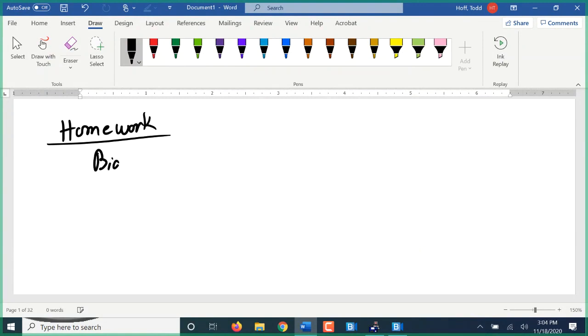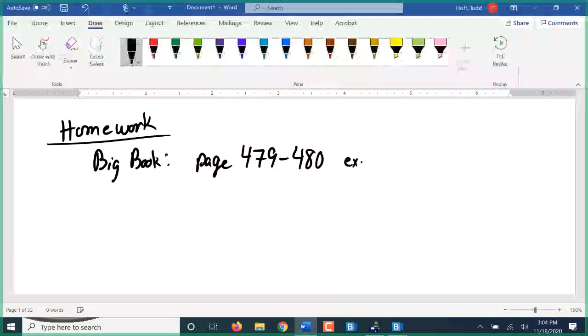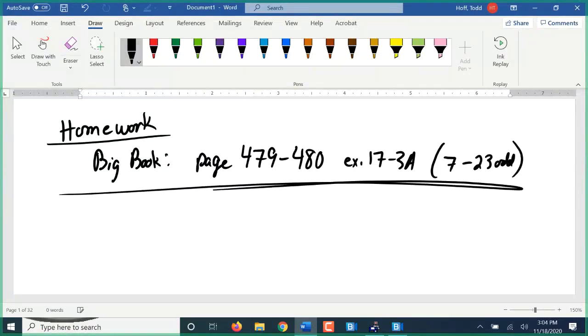This is in the big book, page 479 through 480. This is exercise 17-3A. We do problems 7 through 23, the odd. So we have about 15 minutes left if you'd like to get started on that. I'll stay on the network here to answer any questions.